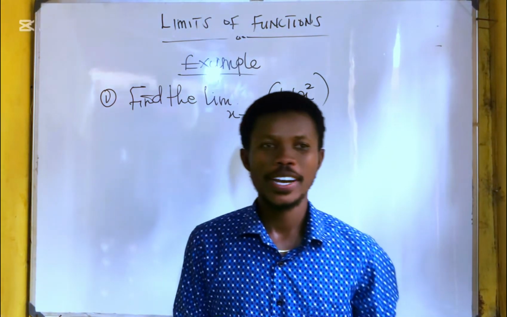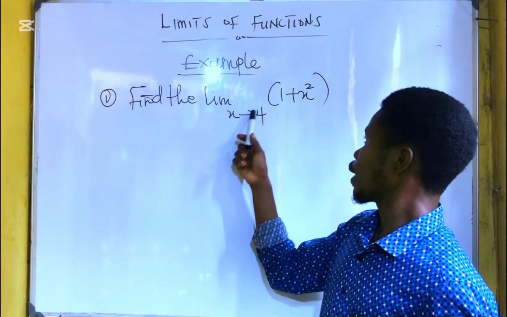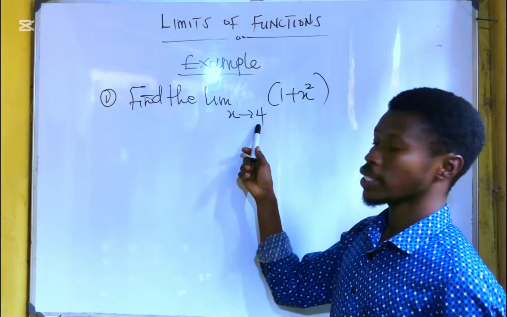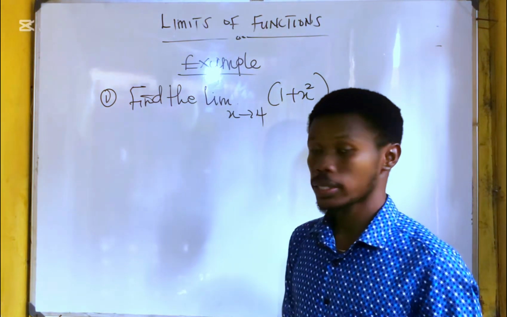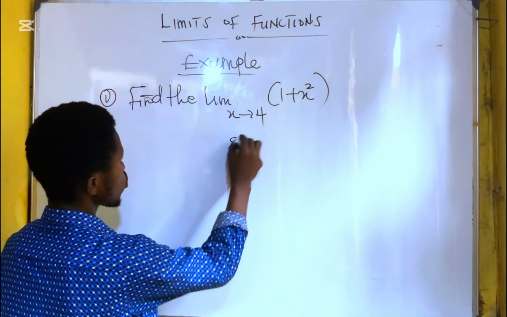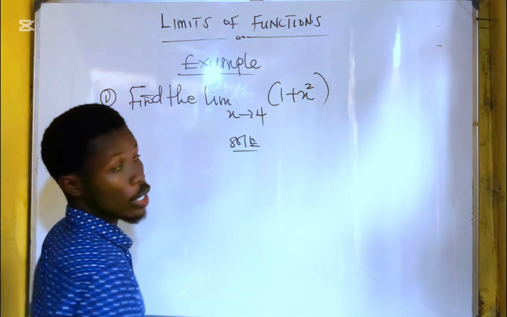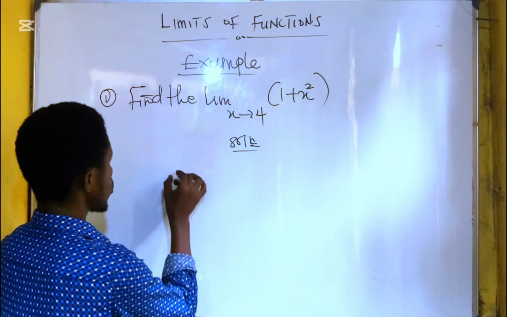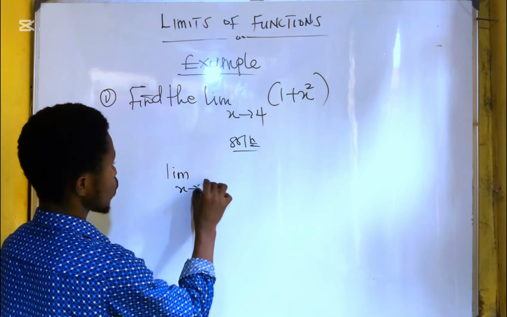Alright, so now let's look at the example. You have to find the limit of 1 plus x squared as x approaches what? 4. Is that okay? So for you to do this, what you are saying is that first, because there is a plus separating 1 and x squared, you apply the limit separately. You are going to have the limits. Let me repeat the question.